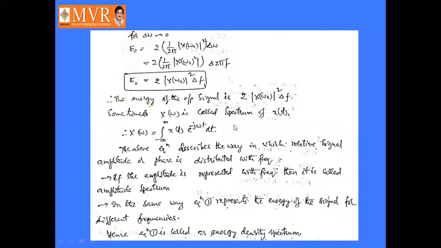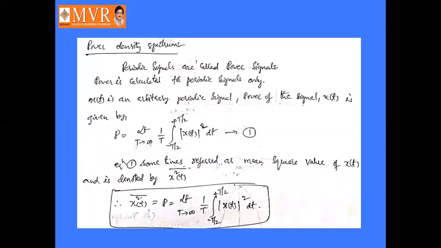Sometimes X(omega) is called the spectrum of x(t), where X(omega) equals integral from minus infinity to infinity of x(t) into e power minus j omega t dt. So the above equation describes the way in which the relative signal amplitude or phase is distributed with frequency. If the amplitude is represented with frequency, then it is called the amplitude spectrum, that is nothing but the amplitude versus frequency spectrum. And in the same way, if the equation represents the energy of the signal for different frequencies, hence equation number 1 is called the energy density spectrum.